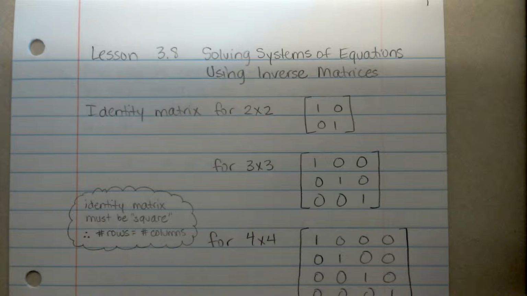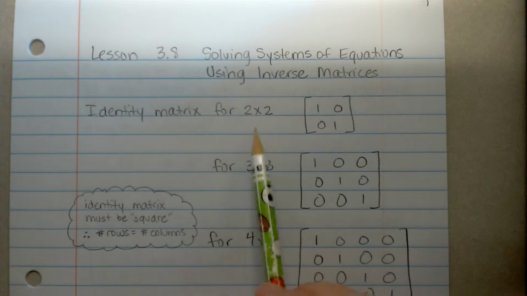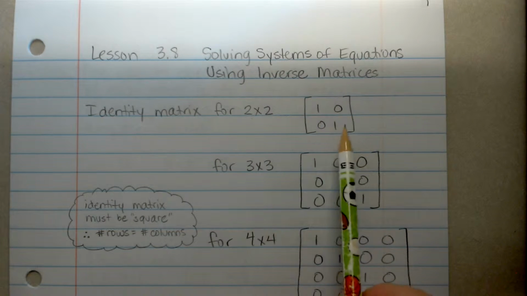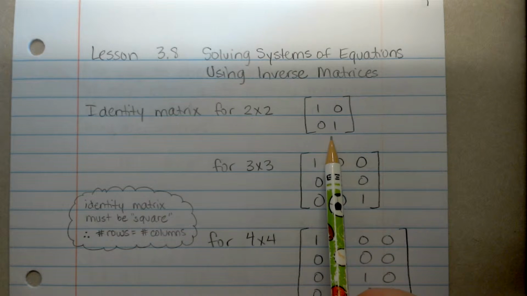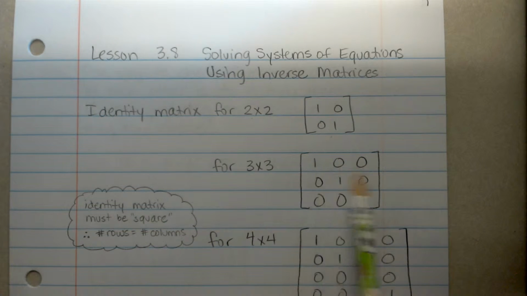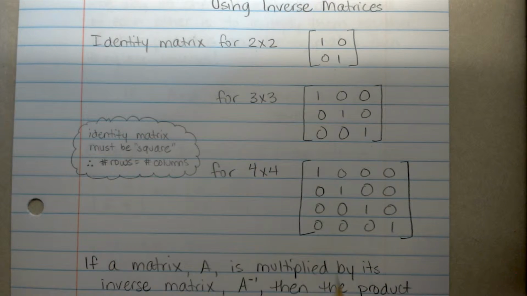This is a brief introduction of how to solve systems of equations using inverse matrices. The first thing you need to know about using inverse matrices is what an identity matrix is. It seems kind of odd, but you do need to know that. So an identity matrix for a 2 by 2, which means 2 rows by 2 columns, looks like this. For a 3 by 3, which is 3 rows and 3 columns, looks like this. And for a 4 by 4, which is 4 rows and 4 columns, looks like this.